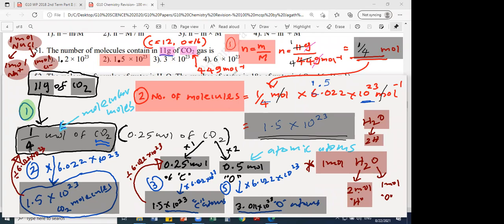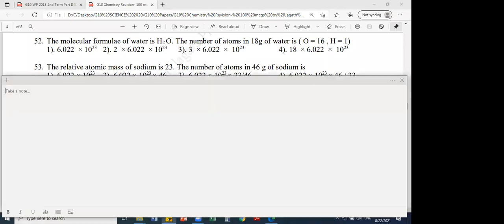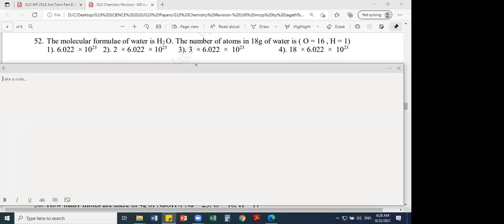Then let's move on to the next question. I'll erase the screen. Question number 52. This is actually from 2018 or 19, all of the people asked this question. Who can give me the answer for the 52nd MCQ? The molecular formula of water, H2O, is given, and the number of atoms. This is what I asked before. How many atoms?